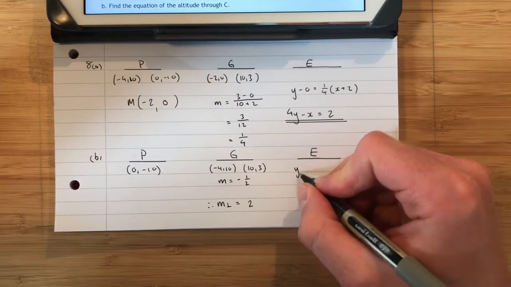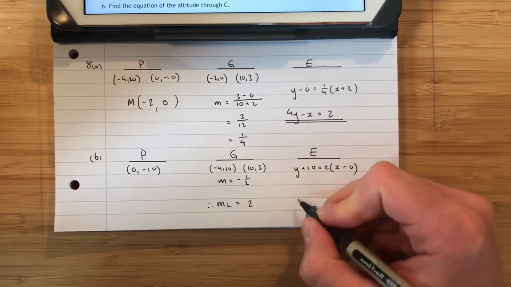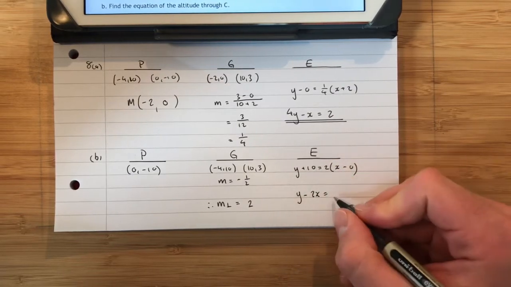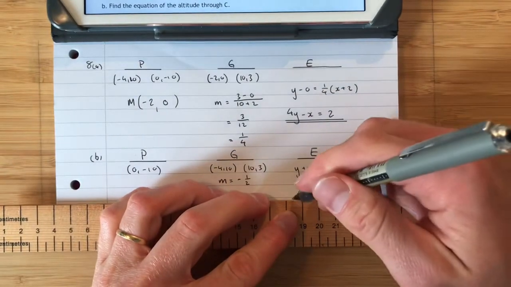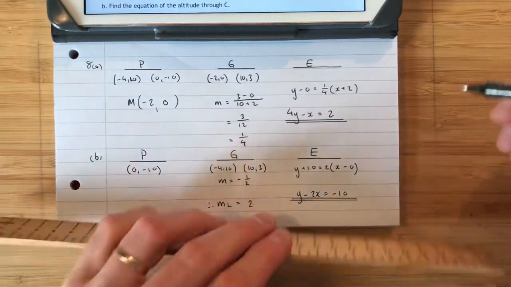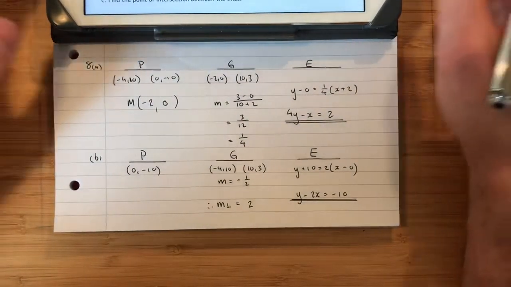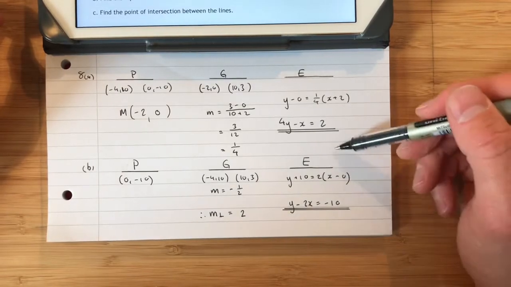Right, so y add 10 equals 2, brackets x take away 0. My equation will be y minus 2x equals, that becomes 0, equals -10. Okay. That's part A, that's part B. Part C is find the point of intersection between the two lines, which is simultaneous equations with these two.